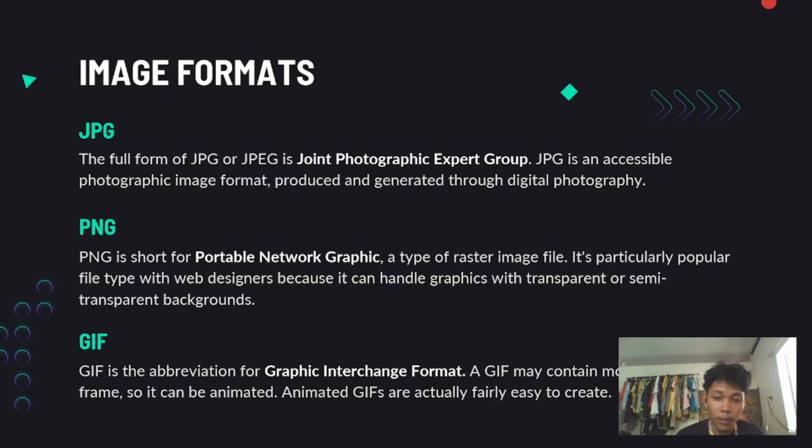GIF may contain more than one frame, so it can be animated. Animated GIFs are actually fairly easy to create. So GIF is something like you have multiple pictures, the same design but different movement. So that's what we call animation in a GIF. Okay. So that's what we call an animated GIF. Next, GIF is also famous in terms of memes, if you know memes.